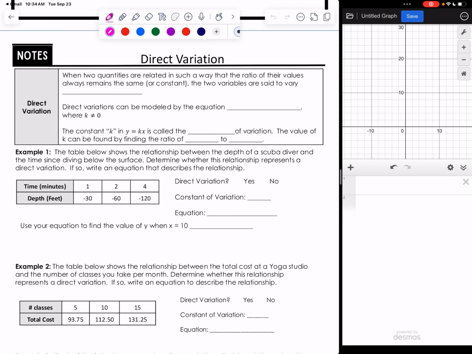And welcome to another lesson from Level Up Mathematics. In today's lesson, we will be exploring the topic of direct variation.